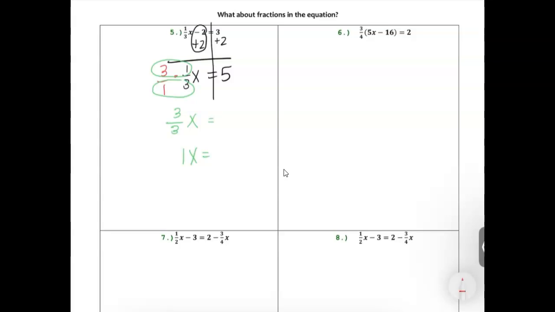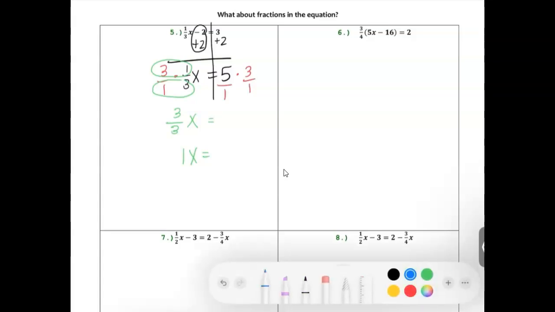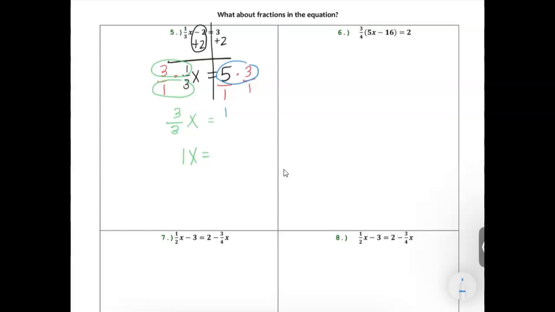So whatever you do to one side, you do to the other. So 3/1, you're going to put over here as well. And any number you can make into a fraction. So now when we multiply, we get 3 times 5, which is 15, over 1 times 1. So 15 divided by 1 is just 15. 1 x-tile equals 15 units.